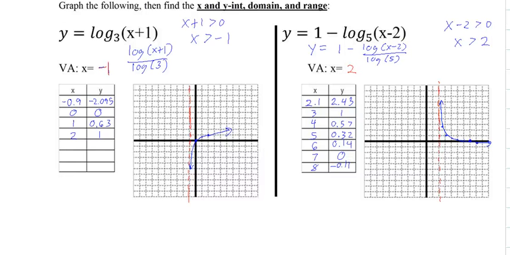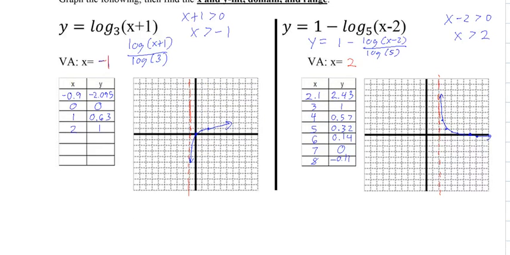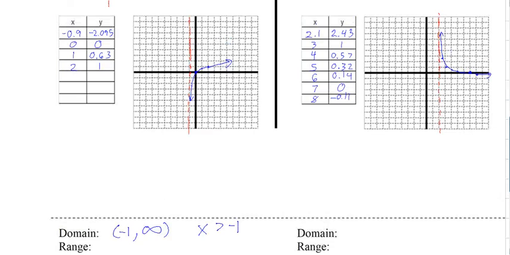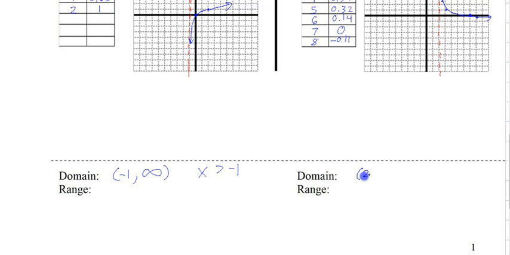There's just one more thing, and that's domain and range. And as you can see with the domain, we already found it from the very beginning, and it's x is greater than negative 1. So you want to write negative 1, comma, infinity, or you can say x is greater than negative 1. And then over here, it's x is greater than 2. So it would be from 2 to infinity, or x is greater than 2.